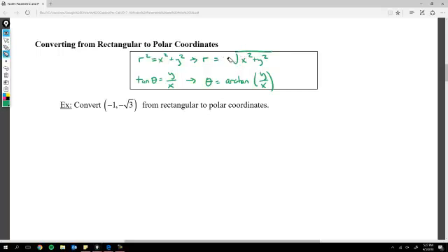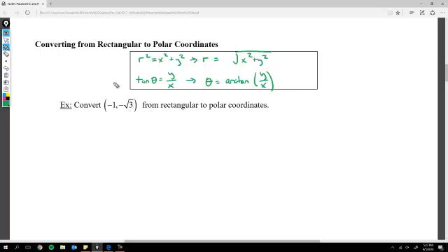Now, what you can do is just ignore the plus or minus. Because this is a distance, you can ignore this plus or minus here and you can get a right answer every time. It's just that there will be multiple right answers. So right here, I'm converting -1, negative root 3 from rectangular to polar.